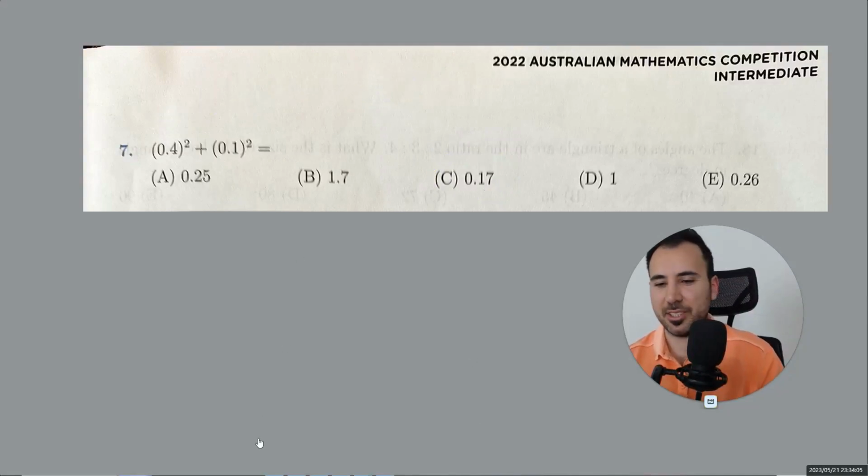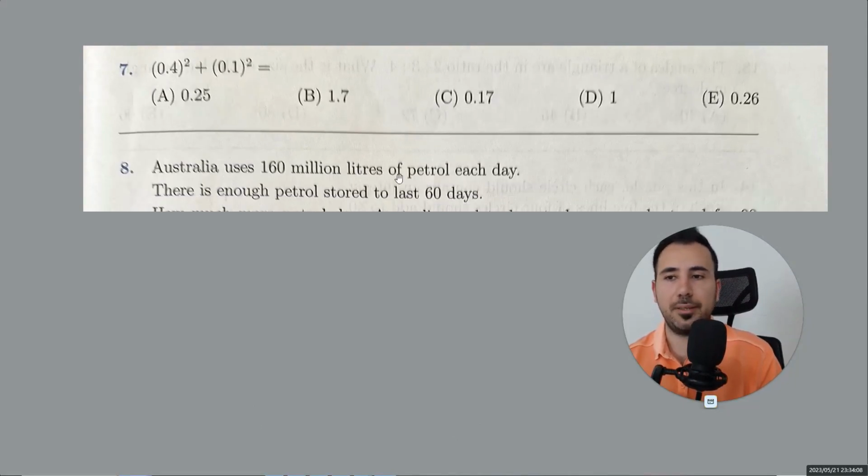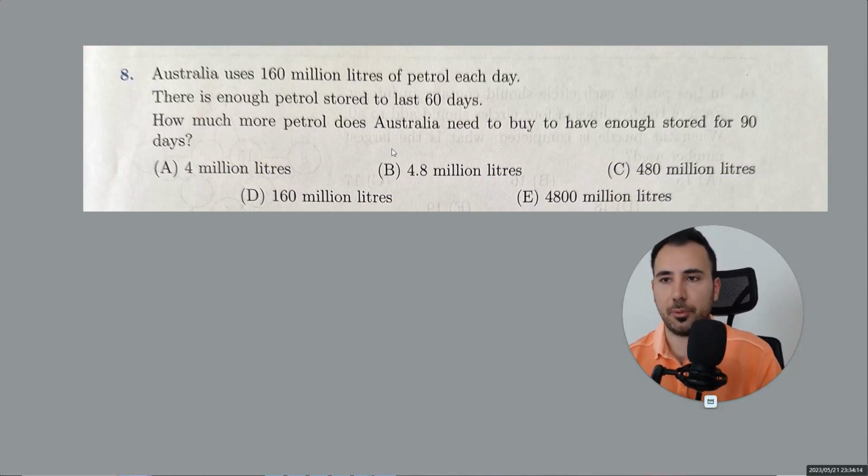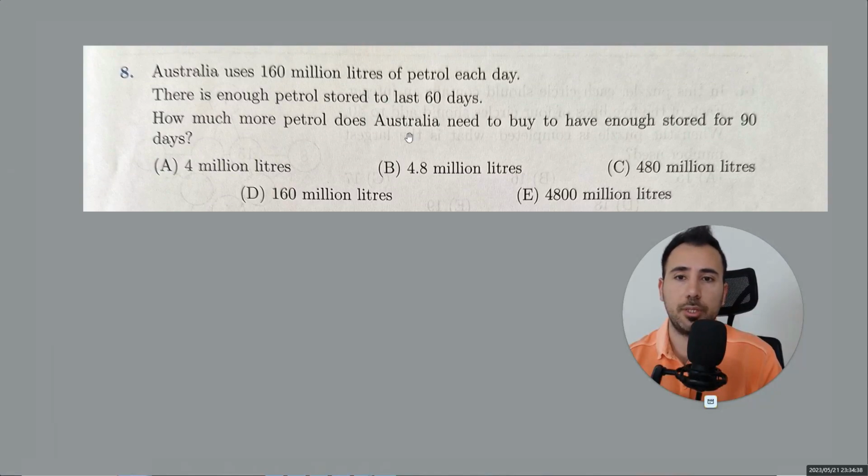See, the beginning questions are not really that tough. But don't worry, they get more difficult and more challenging little by little. Okay, this one, the quality of the question is not good. I tried to read it better. Australia uses 160 million liters of petrol each day. There is enough petrol stored to last 60 days. Okay, they stored enough that lasts 60 days. How much more petrol does Australia need to buy to have enough stored for 90 days?